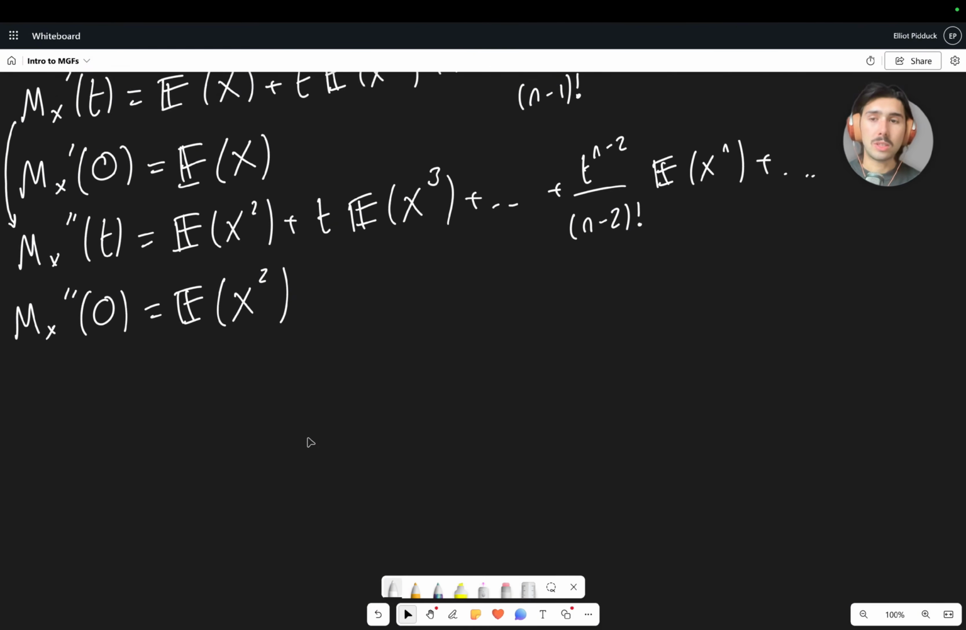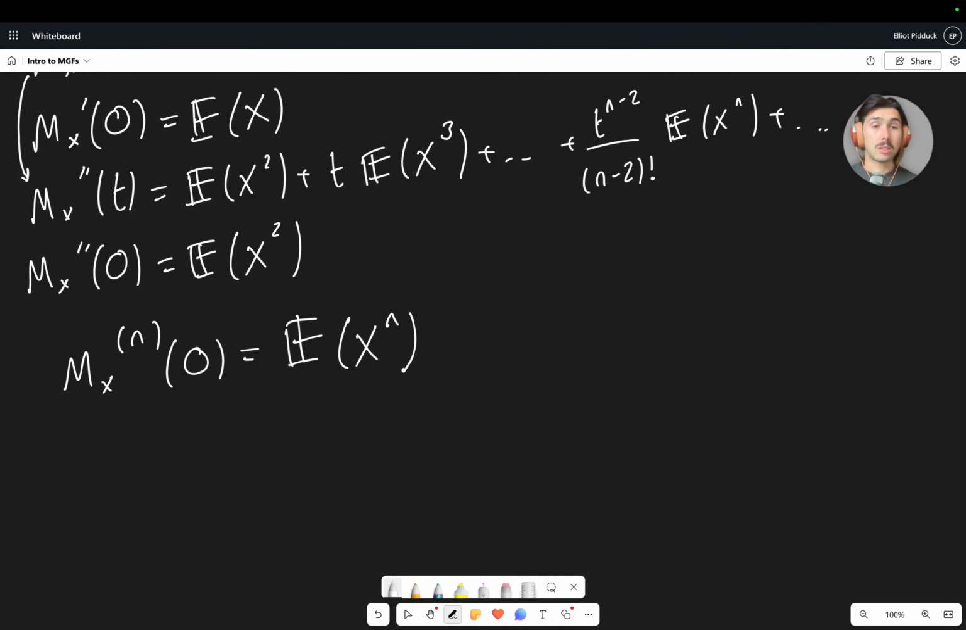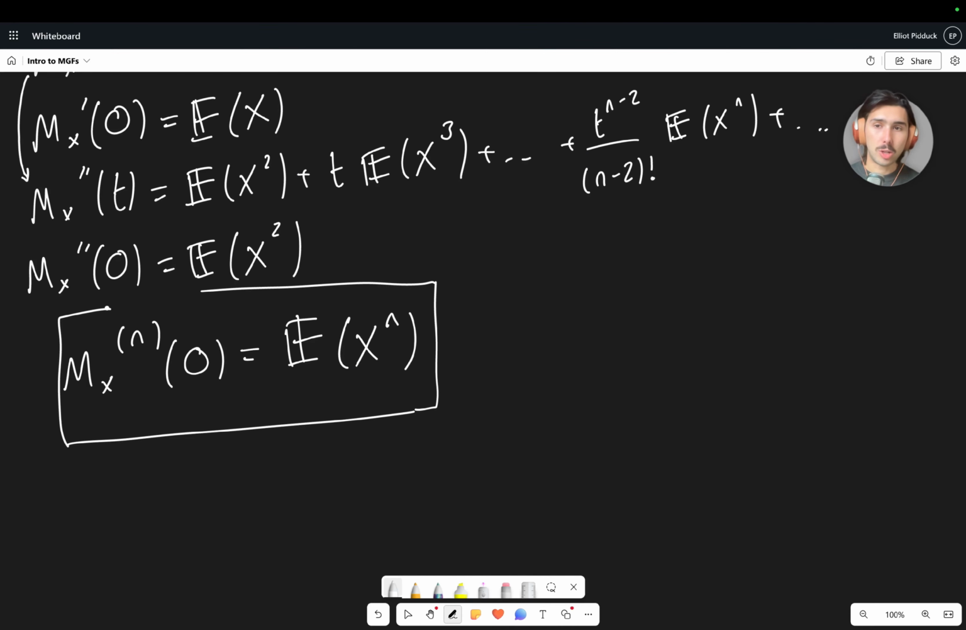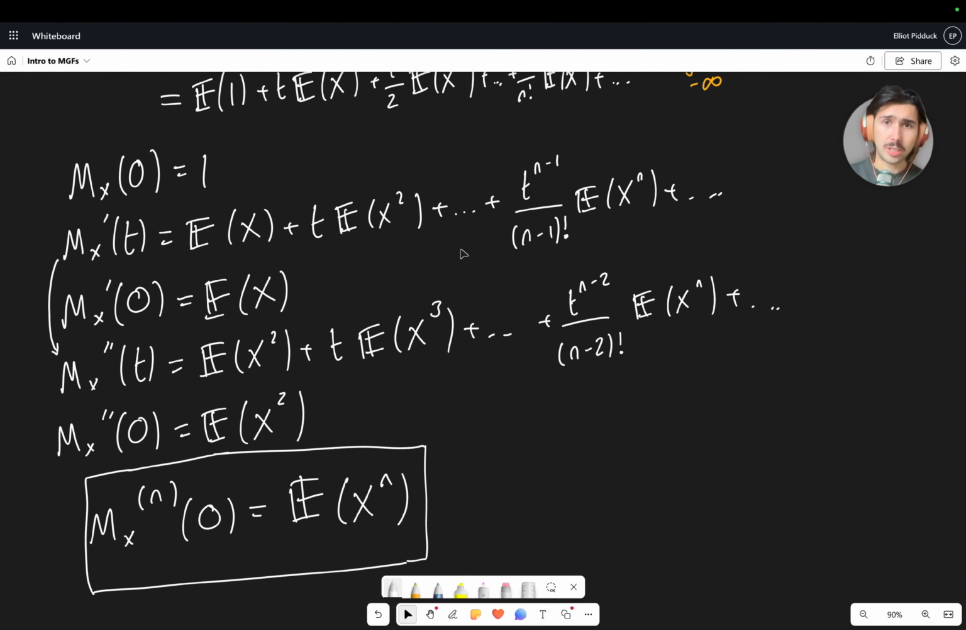So hopefully you can see that I can make a kind of inductive argument to say that in general the nth derivative of my moment generating function evaluated at 0 will just spit out the expected value of x to the power of n. Okay, and this is really the power, no pun intended, this is the power of the moment generating function. It's a function that has this property. Really nice, really cool.